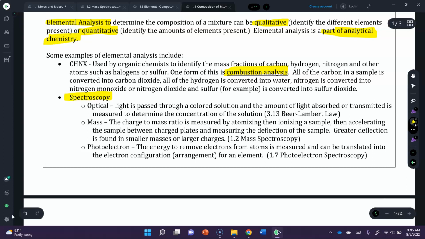Then we have spectroscopy, and there's a few different ones. We have optical, so light passes through a substance, and we'll get to that when we look at Beer-Lambert law in 3.13. We have mass spectroscopy, which we looked at in 1.2. And then we have photoelectron spectroscopy, which we are going to look at a little later in this unit. Okay, we looked at that last year as well.